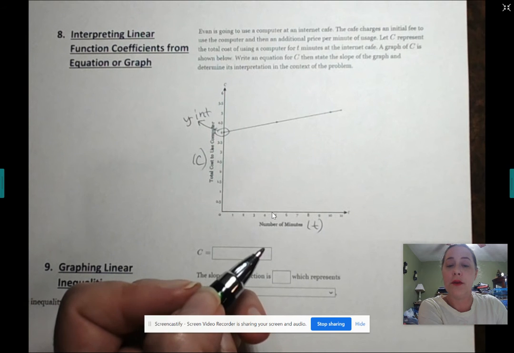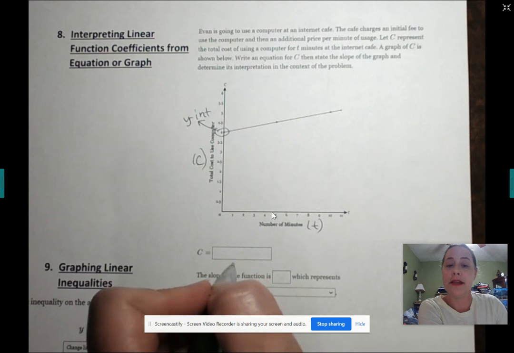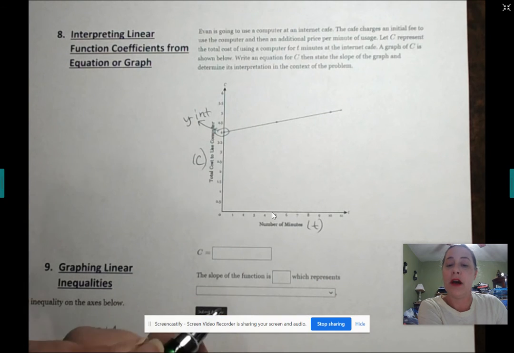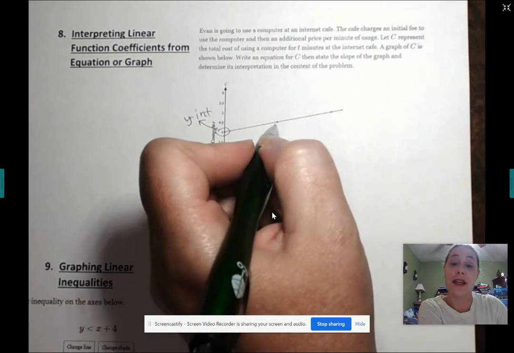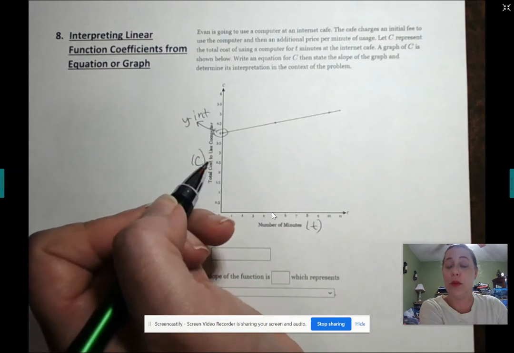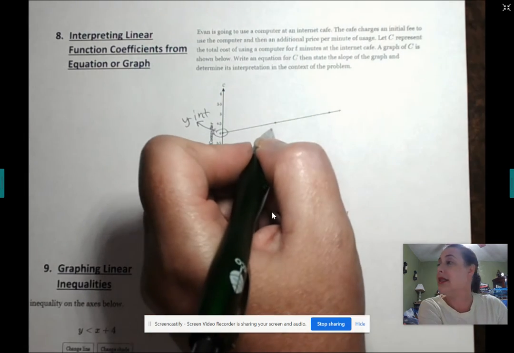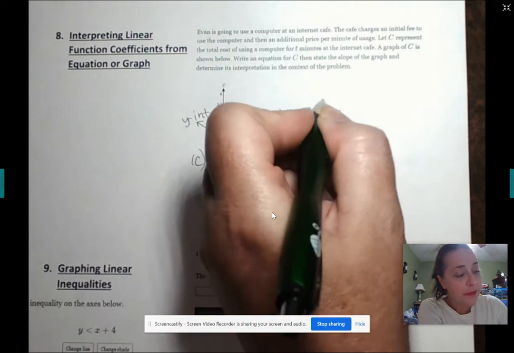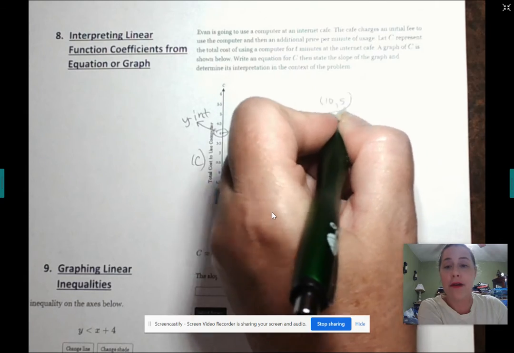So we want to find an equation for this. Instead of x and y, we're using t and c. And then we're going to talk about the slope and what it means. They've given us 2 points. They've also given us a starting amount. I could use any 2 of these 3 points. I'm going to use these 2. So this is 5, 4.5, and this is 10, 5.